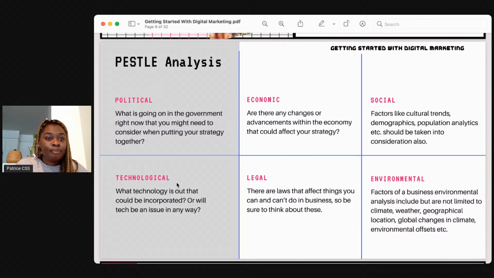What are they talking about? What bills are they trying to pass? What laws are they considering? What's happening with the government budgets? Is there an election coming up? And what's going on around that? These are the things you need to think about.